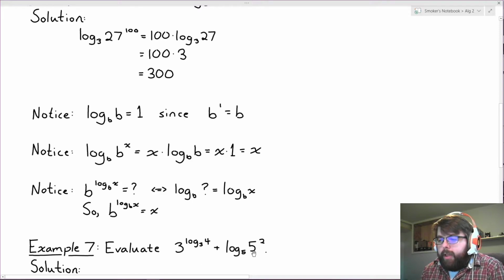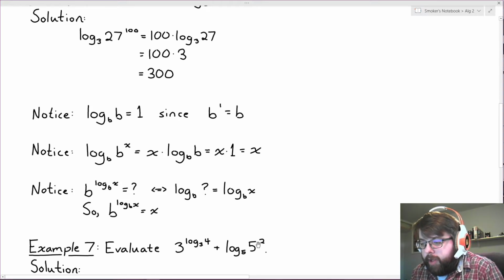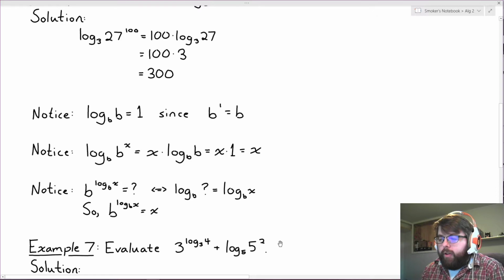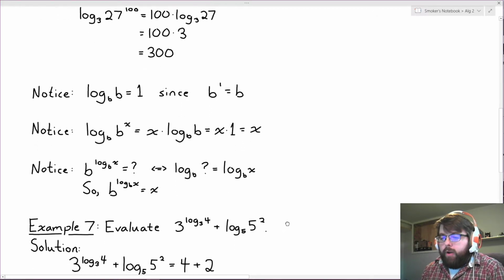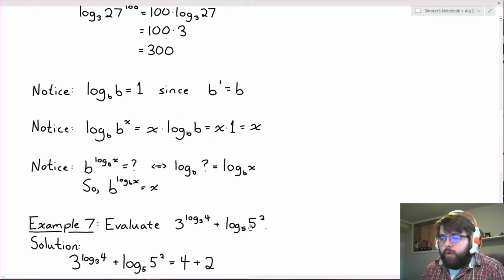Okay. Here I have log base 5 of 5 squared, and in this case the bases also cancel out. Notice I don't have anything else in the log except for the base raised to a power. So this goes to 4, this goes to 2.